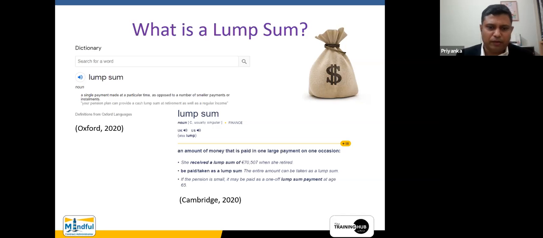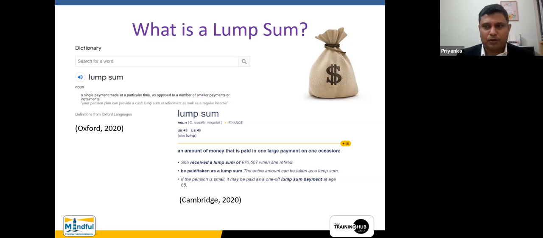Now, the Cambridge dictionary has come up with some examples. It says she received a lump sum of this many euros, and the entire amount can be taken as a lump sum. Now see the third example. It says if the pension is small, it may be paid as a one-off lump sum payment at age 65. Now the word one-off is an adjective which has been used in front of the word lump sum, right? So it can be a one-off lump sum, okay? It can be a series of lump sum payments, right?